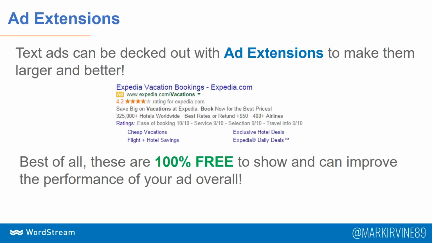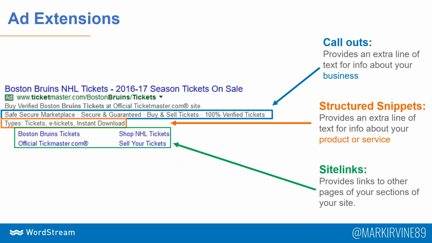They're 100% free to show, and we're just going to pay the same as if they clicked on the headline. And so there are a number of different ways that we can use ad extensions to improve the quality of our ads. Call-out extensions, the safe and secure marketplace, secure and guaranteed, buy and sell tickets, all of that language just adds an extra line of text for us so we can talk more about our business.